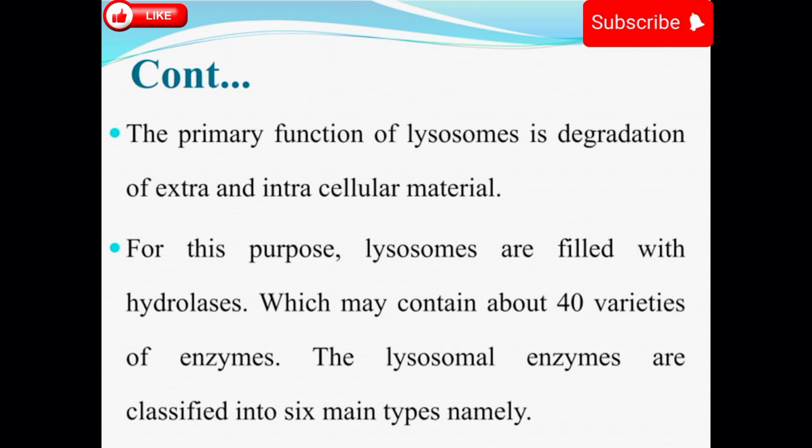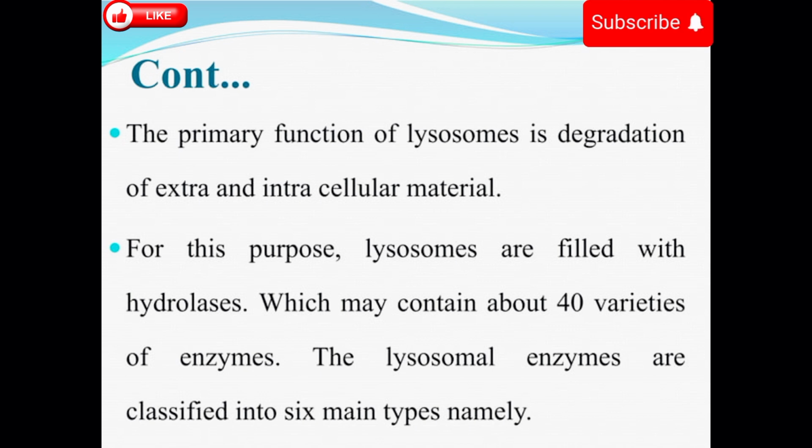The primary function of the lysosome is degradation of extracellular and intracellular material. The material present within the cell is known as intracellular, and the material present outside the cell is known as extracellular material. For this purpose, lysosomes are filled with hydrolases, and hydrolases are about 40 varieties of enzymes.